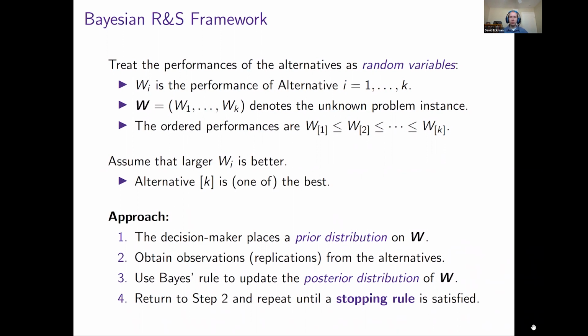Then I'll also use some notation here when we care about ordering the performances of alternatives. We'll let subscript brackets denote those orderings. So here, W bracket K is the one with the highest performance. And I'm going to assume without loss of generality that larger performance is better here. That's how the equations in these slides are going to be set up. So among the K alternatives, alternative bracket K is the best, or if there are ties, it's one of the best.